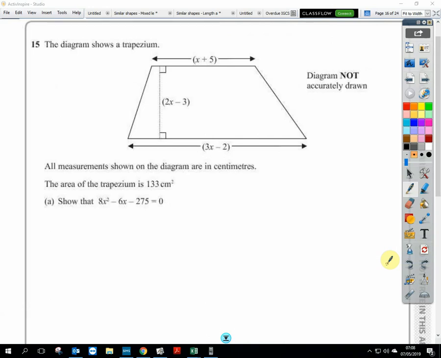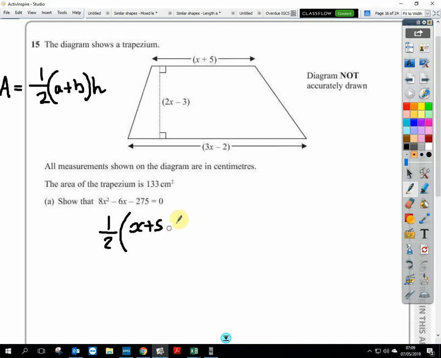Next question. So the formula for the area of a trapezium is given to you on the formula sheet. It's a half brackets a plus b times h. So we'll just write that at the top here. A half brackets a plus b times h. And remember, h is the distance between a and b, and a and b are the parallel sides. So we just write it down like this. It's a half, and then it's a plus b, and we don't need to write them in brackets now, it's just a plus b, so x plus 5 plus 3x minus 2.